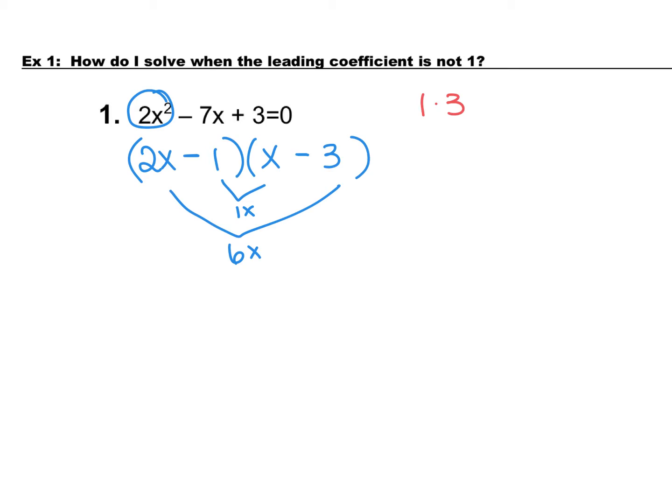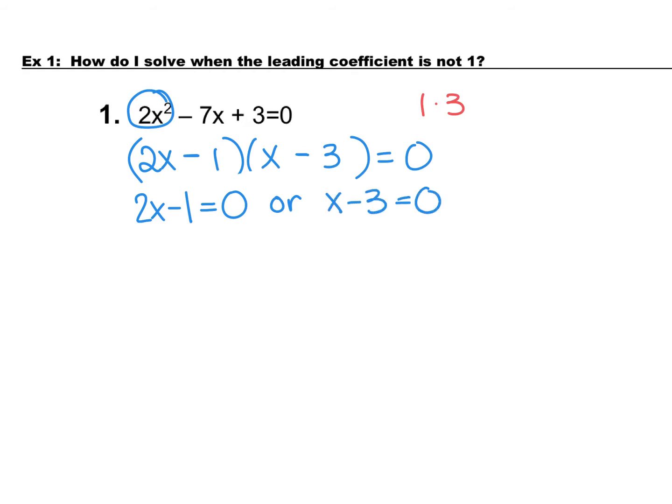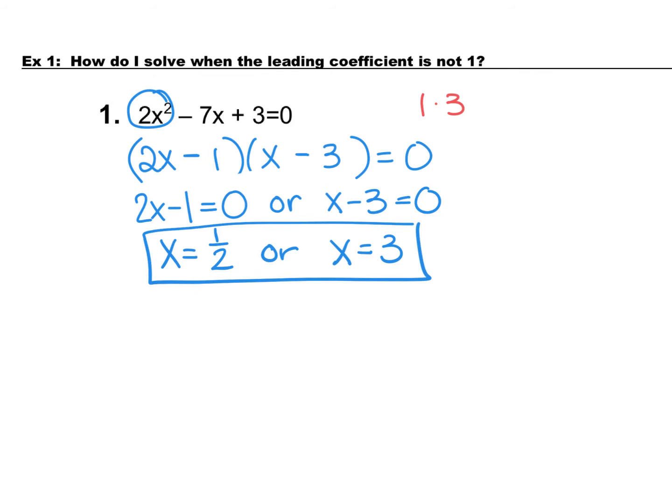So once we get to that point, just like we solved the ones before, we're going to say is equal to 0. And so I'm going to have 2x minus 1 is equal to 0, or x minus 3 is equal to 0. And x is going to be equal to, I'm going to add 1 and divide by 2, positive 1/2, or x is equal to, I'm going to add the 3, or 3. So my solutions are 1/2 or 3.